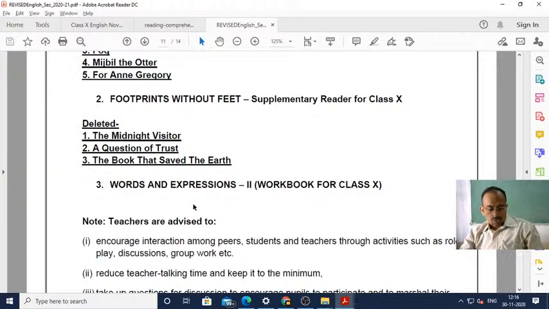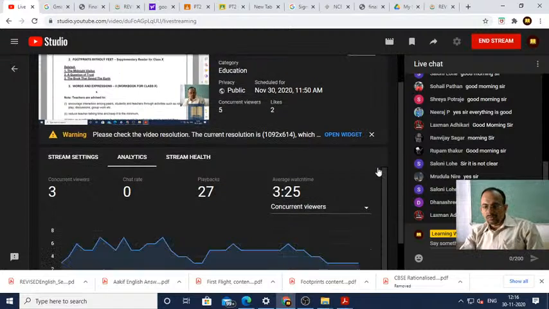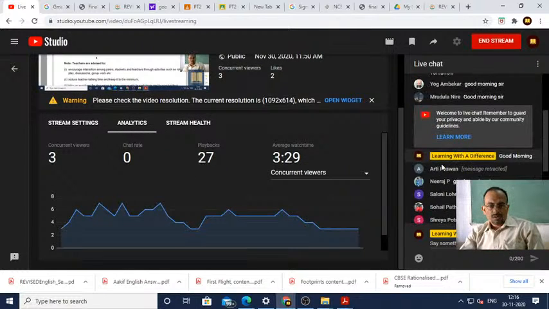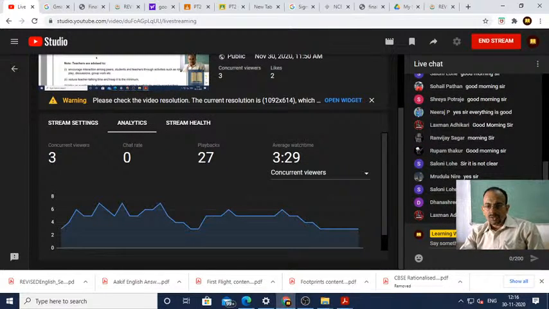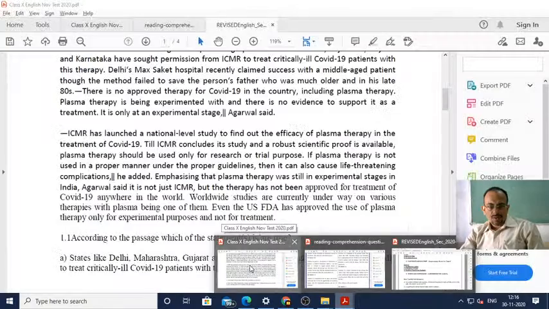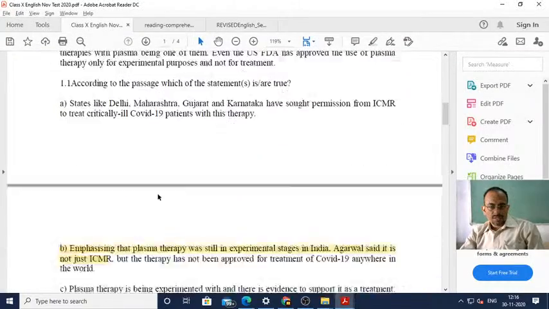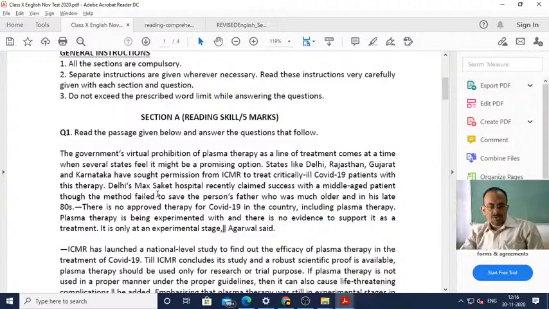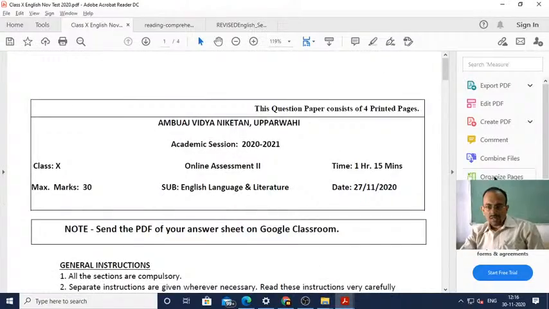Laxman and others, you can see, I have already discussed the lesson today. And those of you who have written the test, this English test, I think all of you have written, it seems.